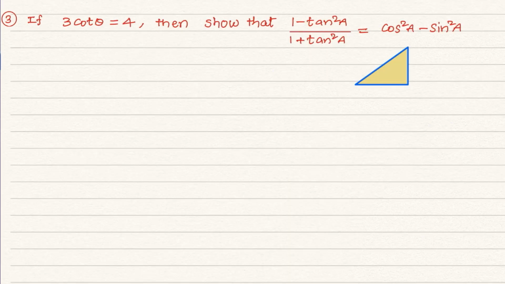Let's see another problem based on trigonometric ratios. In this problem it is given 3 cot theta is equal to 4. We have to show that 1 minus tan square a by 1 plus tan square a is equal to cos square a minus sin square a. So here, like before, let's write the given information.